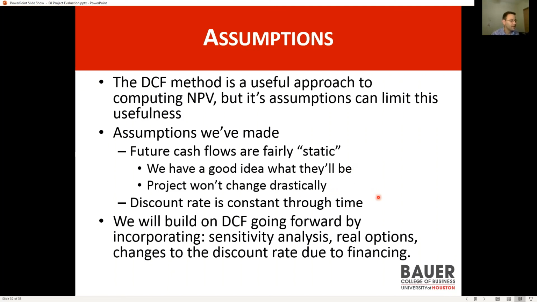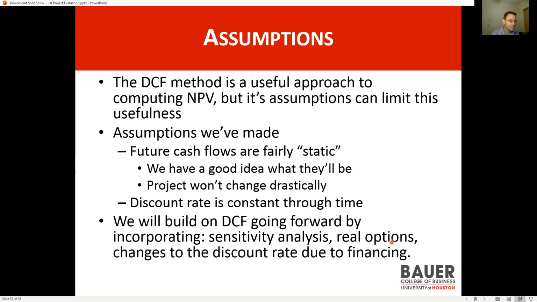Likewise, we've had a constant discount rate. We haven't talked about where the discount rate is coming from, really. I've just given it to you because we need to think more about the discount rate going forward. We're going to be building on this basic DCF by incorporating things like sensitivity analysis. A sensitivity analysis is a way to gauge the uncertainty of our estimates and how important our assumptions are about our estimates going forward.